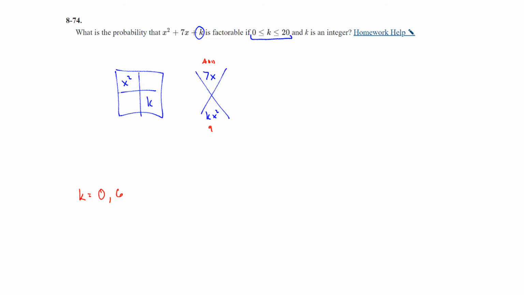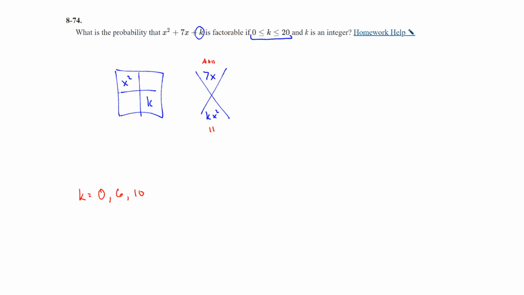9, factors of 9 would be 3 and 3, and 9 and 1, those don't add to 7. 10, we have factors of 1 and 10, and 2 and 5, so 2x and 5x would add to 7x, so that appears that that would work also. All right, we're about halfway through now. Let's see if we keep going.